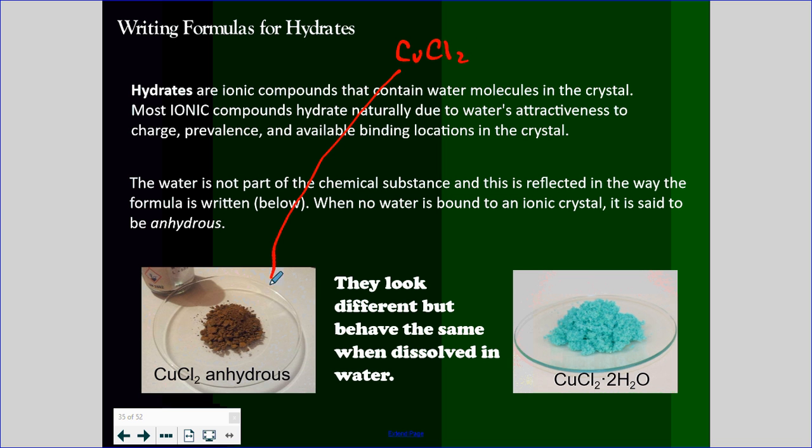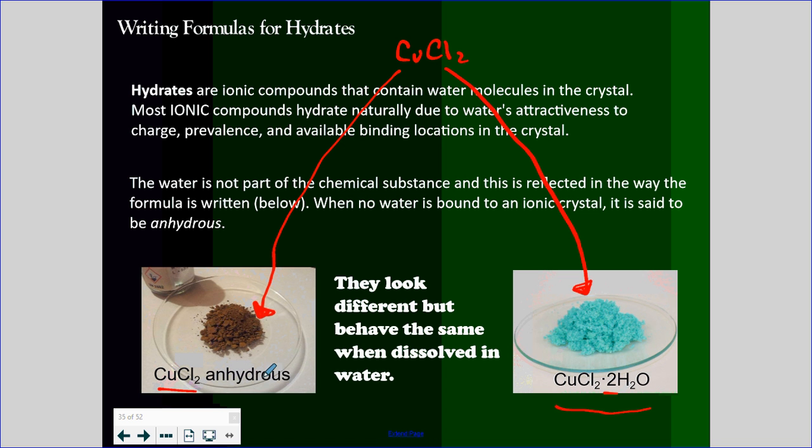So instead of being brown, like anhydrous copper(II) chloride, which means there's no water molecules in it, it ends up being blue, like this. This is hydrated copper(II) chloride. Water molecules have bound into the crystal. Instead of having this dry powder, I've got a larger moistened crystal specimen here, basically. The water is not part of the chemical substance, and this is reflected in the way we name it. Okay? Alright, so we name this copper(II) chloride dihydrate. This is copper(II) chloride anhydrous.